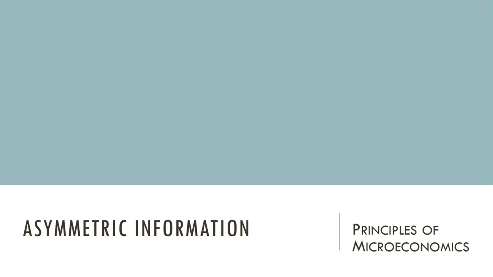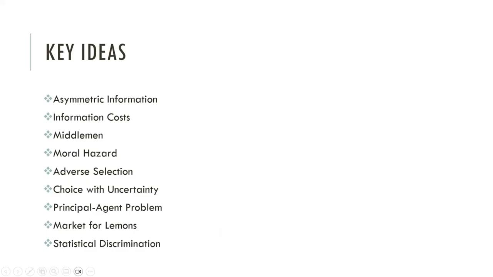Hello. This week we're going to be talking about asymmetric information, talking just about information in general, looking at cost of information, middlemen, moral hazard, adverse selection. We'll get into the definition of asymmetric information and all these things. Then we're going to look at some examples. So what do we do when we have choices with uncertainty? We're going to talk about the principal agent problem, the markets for lemons, and then we'll look at statistical discrimination.